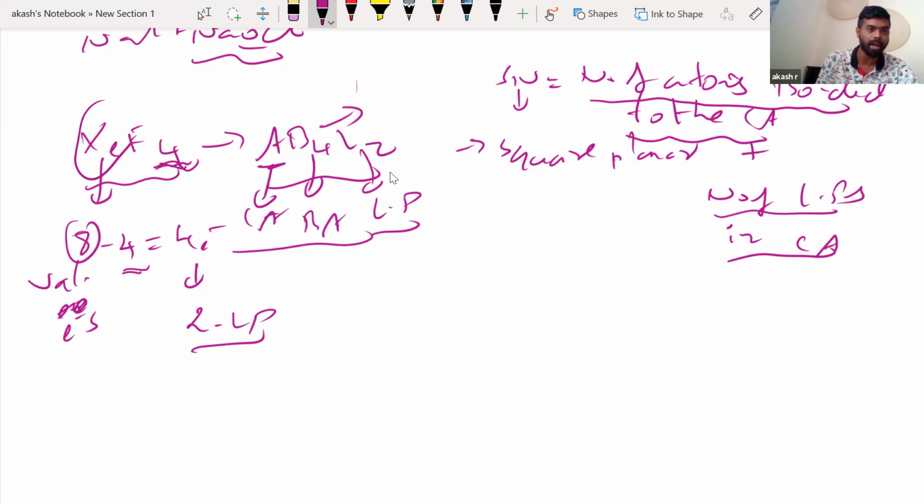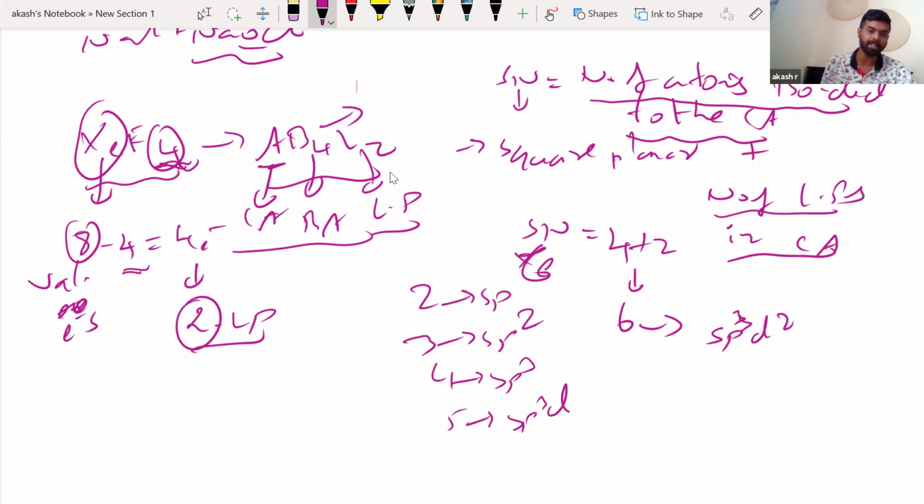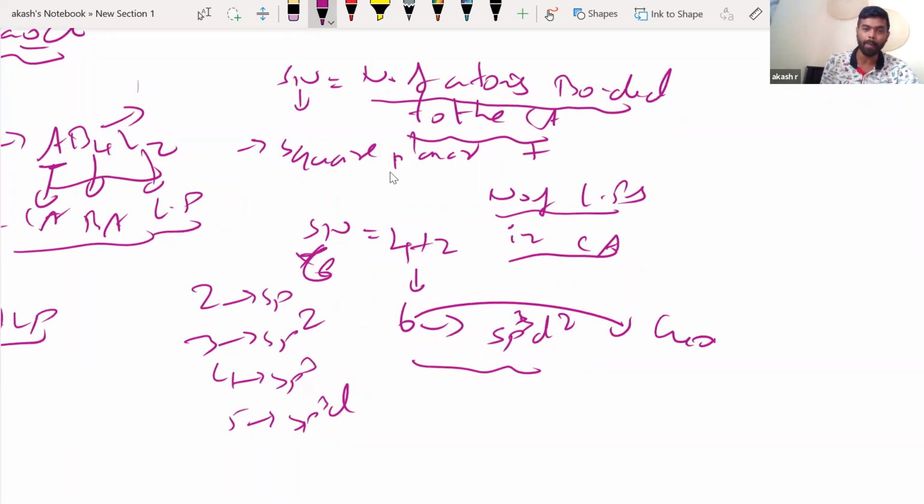Now, if you check for XeF4, I'm talking about the steric number for Xe in XeF4. There are 4 bonding atoms, 4 fluorine atoms, and we just checked that it has 2 lone pairs, so it is 6. The moment you find it is 6, I know it is going to be sp3d2. For example, if the steric number is 2, it is sp, 3 means sp2, 4 means sp3, 5 means sp3d, and 6 means sp3d2. The moment you see sp3d2 or steric number 6, I can tell the geometry. Geometry is octahedral.